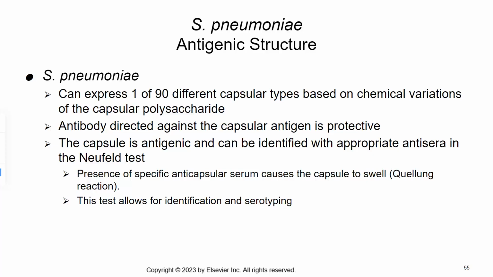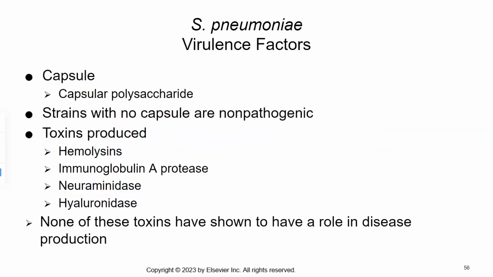S. pneumoniae can express one of 90 different capsular types based on chemical variations of the capsular polysaccharide. Antibody detection against the capsular antigen is protective. The capsule is antigenic and can be identified with appropriate antisera. So that capsule is a major protective factor. It also makes colonies that are growing look kind of slimy and mucoid. Strains without a capsule are non-pathogenic, so they don't cause disease. There are several different toxins that are produced, but none of these toxins have been shown to have a role in disease production.